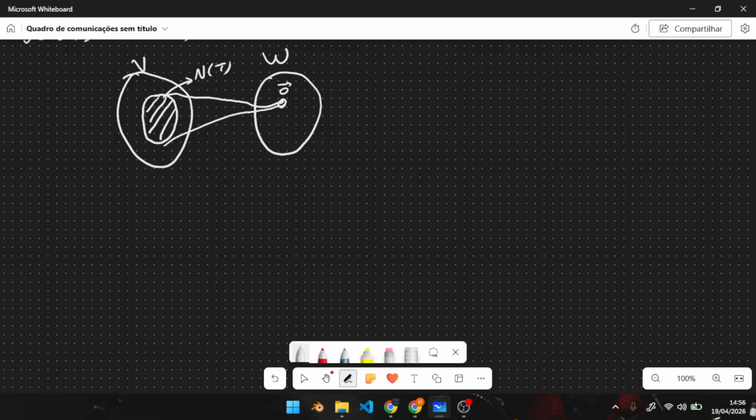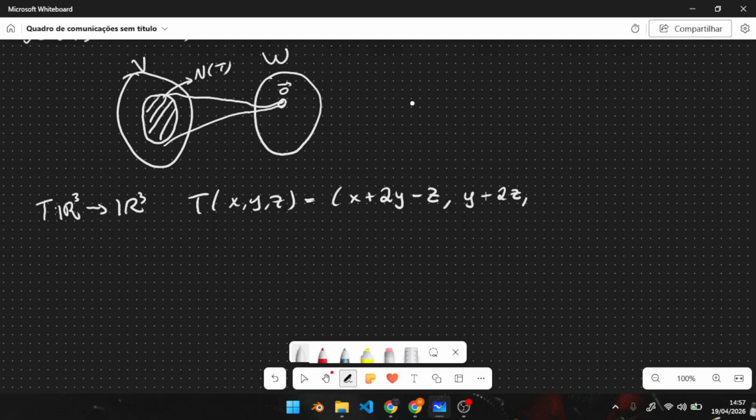Now, I actually happen to have an example here to make it a little bit more understandable, in which I have a transformation. I have the transformation of the three-dimensional space into the three-dimensional space, and it's defined like that: take x, y, z, and I get x plus 2y minus z, y plus 2z, x plus 3y plus z. That's the transformation.